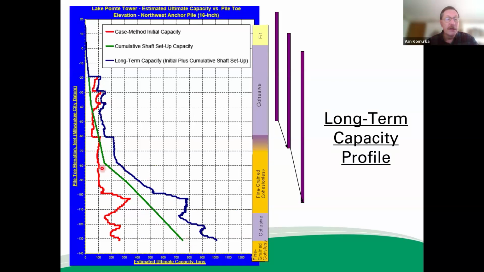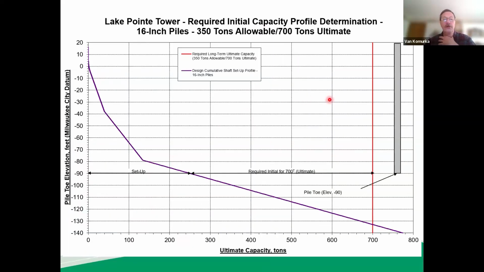And again, we've mentioned this before, but at toe elevation minus 80, we'd expect about 160 tons of setup. At toe elevation minus 100, we'd expect about 400 tons of setup, and so forth. So that's what we're using for design now to generate our driving criteria. So here's how we would develop that. We're looking for 700 tons ultimate, say, maybe 350 tons allowable. And remember, we needed over 300 tons for this case history, for this long, thin building in the corner piles.